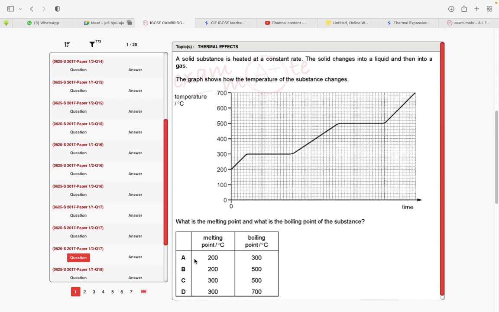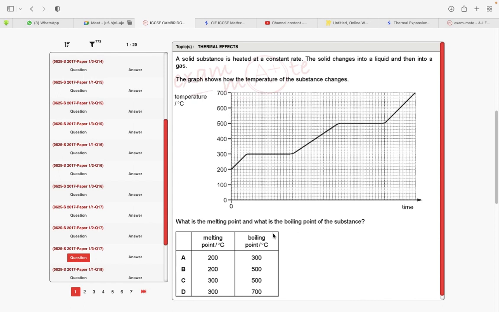Is it D? No, you're close. Is it C? Yup. Why is it not C? Because 700 is a boiling point, and then it'll turn into gas. Wait, I'm so confused. Okay, wait, let me tell you.